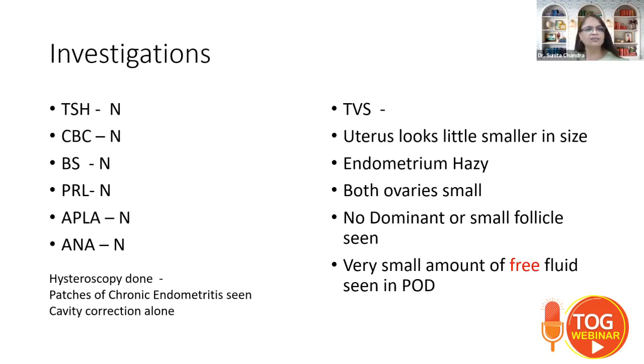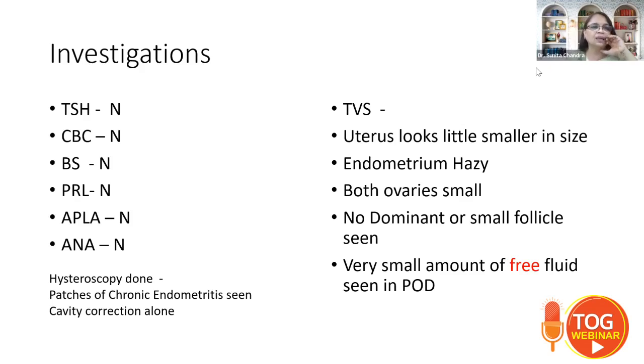Then I did her TVS and her endometrium was hazy. Ovaries were normal. There was hardly any follicle in the ovaries, which I was not even expecting. And there was a small free fluid in the pouch of Douglas. And as Dr. Madhu said, at our place, tuberculosis is very, very common. And if it is tubercular endometritis, I know that she is not going to conceive or carry this pregnancy. So I did her hysteroscopy and I could see not tubercular endometritis, but chronic endometritis patches were there.